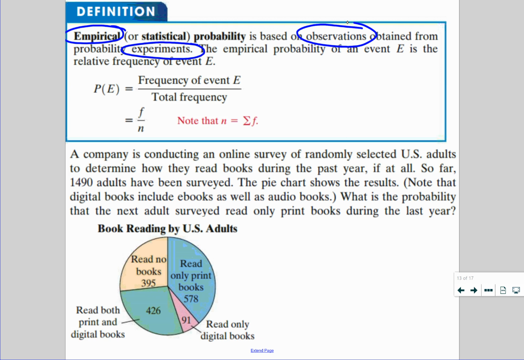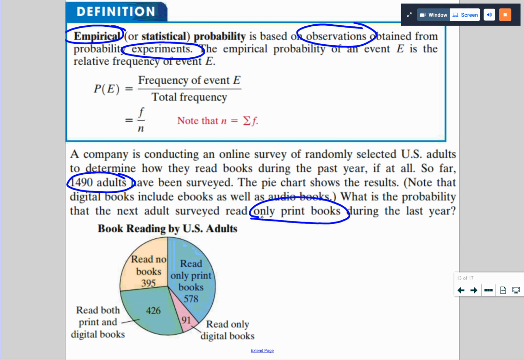So here we've got a survey. 1,490 adults were surveyed, and they figured out how they read books. They either don't read books, or they read print, or digital, or both. We want to know the probability that the next adult surveyed will read only print books, using this previous information. In this pie chart, how many read only print books? 578. Out of how many total? 1,490, and that's your probability. It's calculated the same way as before, just based on previous information that we know.